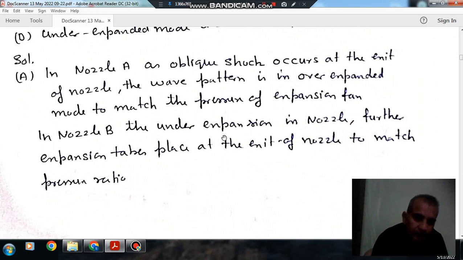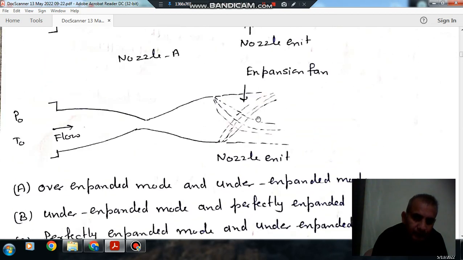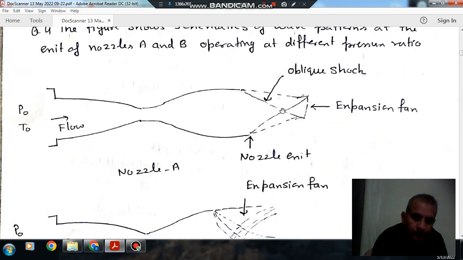In nozzle B, because of the under expansion of the nozzle, further expansion takes place at the exit of the nozzle to match the pressure ratio. Further expansion will take place here. So here the over expanded mode, because pressure is less here, and when the Mach number is more, when the shock occurs, the pressure becomes high, so that it can further expand in the expansion.